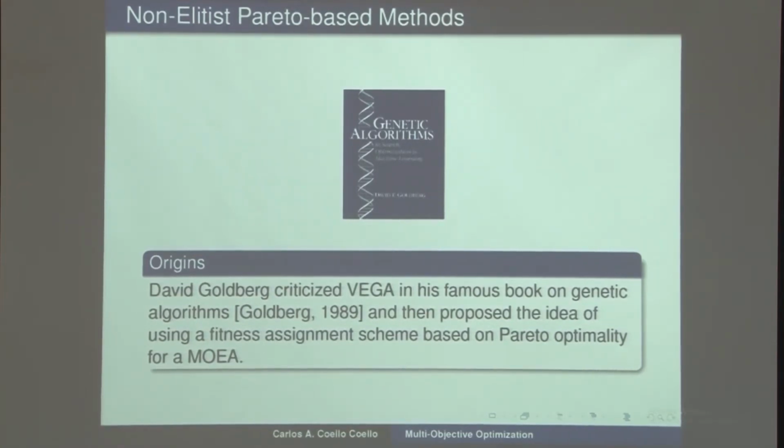So this is a very interesting story. In his book, he describes in about 1.5 pages how VEGA works. He criticizes VEGA, and then he sketches the idea of an algorithm. He says, if I had to solve a multi-objective problem with a genetic algorithm, I would do it like this. And he gives sort of an idea, not an algorithm. And this 1.5 pages originated a whole area of research.